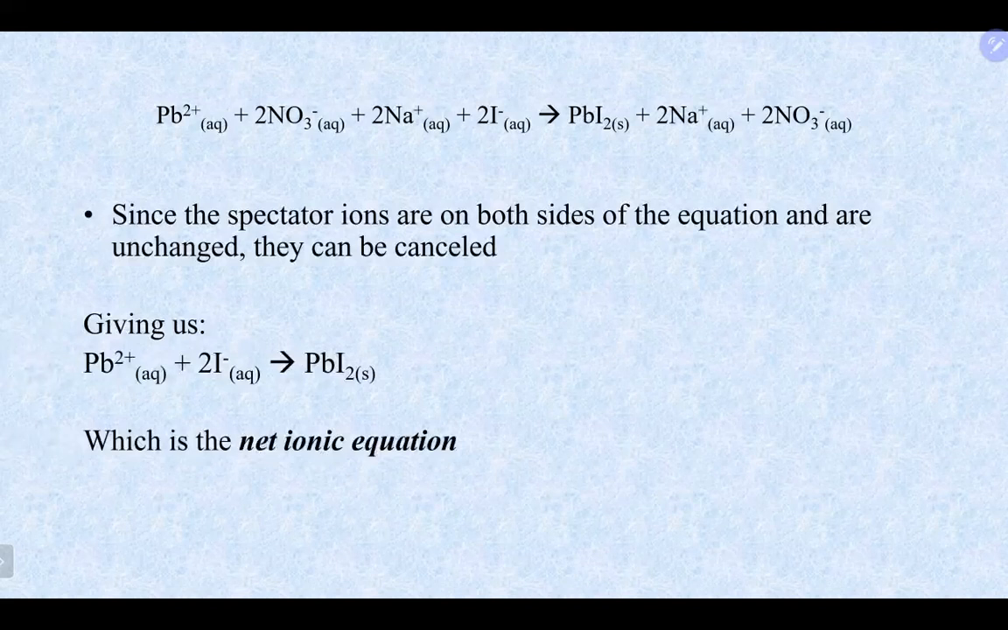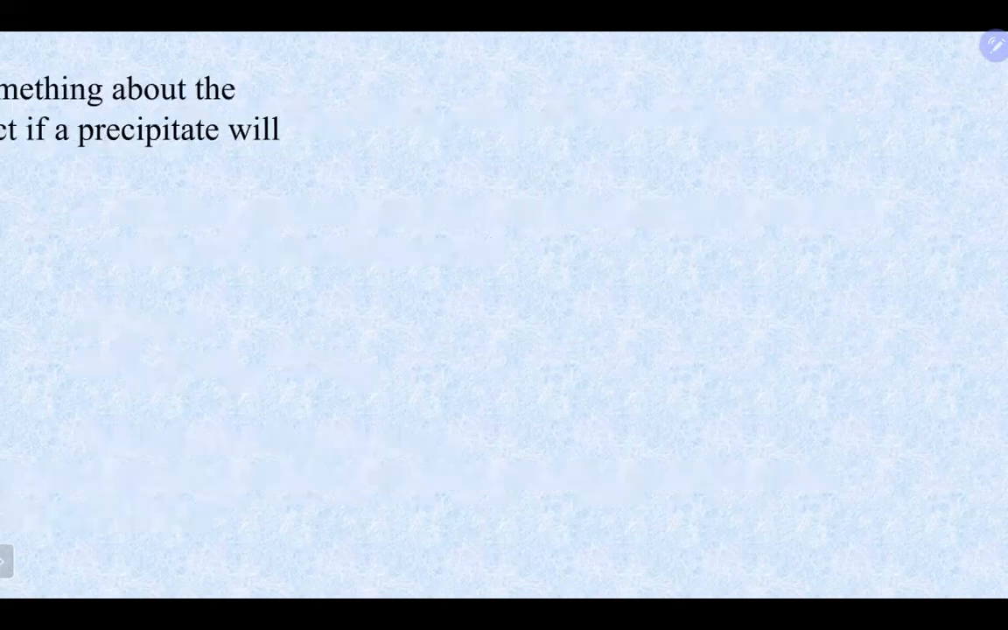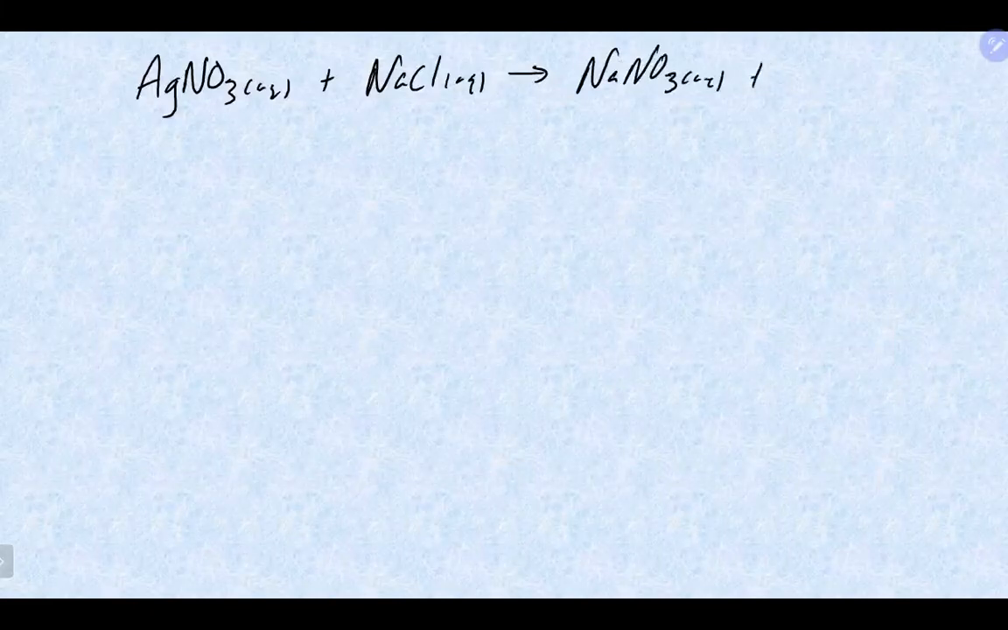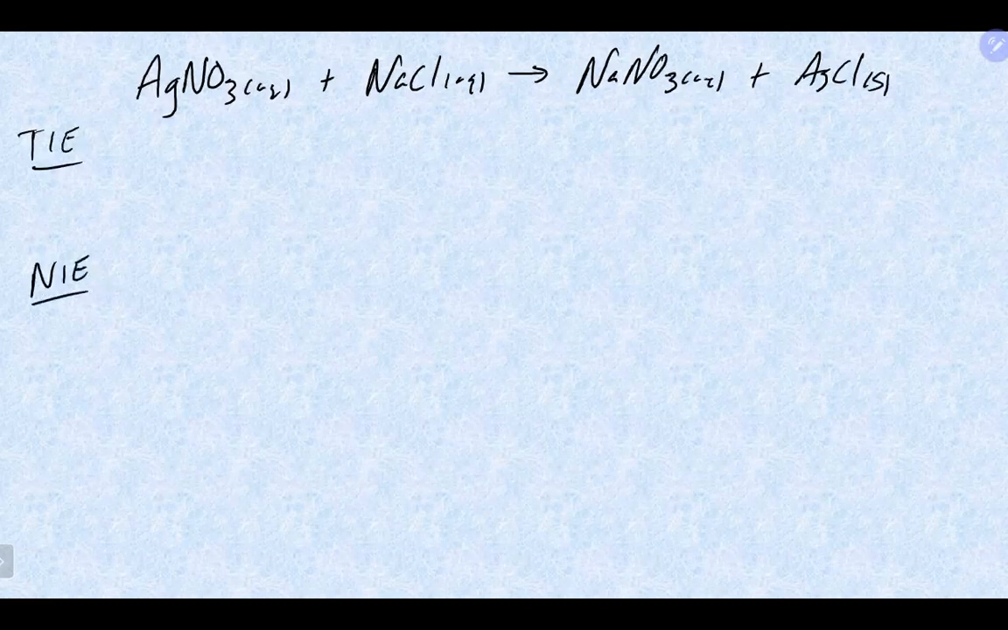So once again, canceling out our spectator ions leaves us with our net ionic equation, which is really important. If we look at another example like the one I wrote earlier, where we had our silver nitrate plus our sodium chloride, making our sodium nitrate and our silver chloride. So why don't you take a second, write the total ionic equation, write the net ionic equation, and identify the spectator ions here. A second or two, see what you come up with.